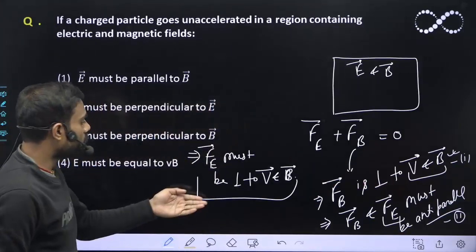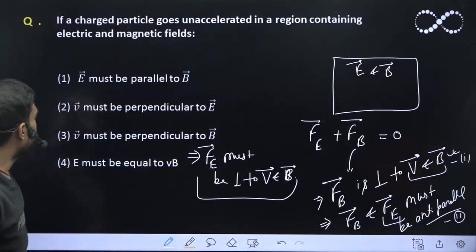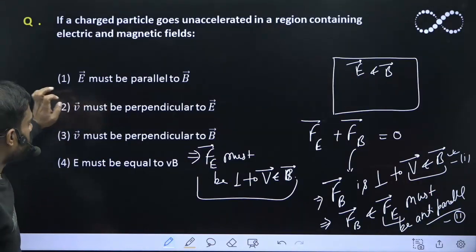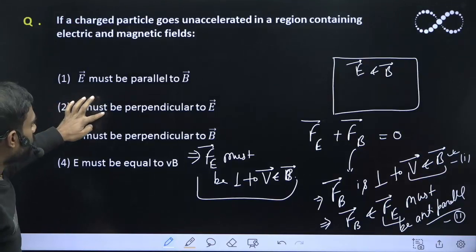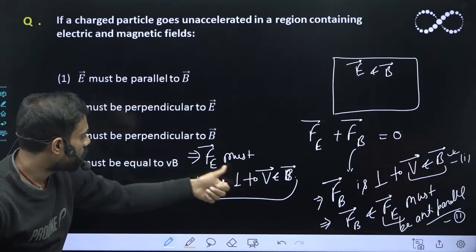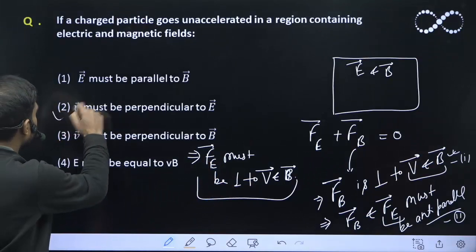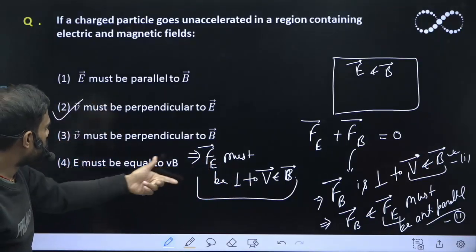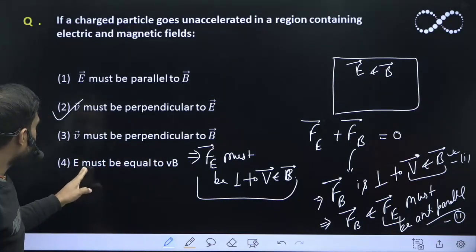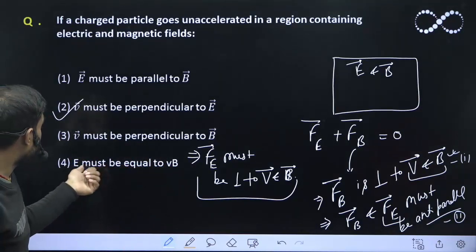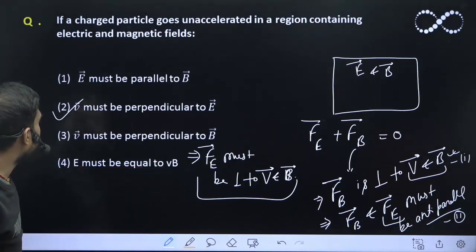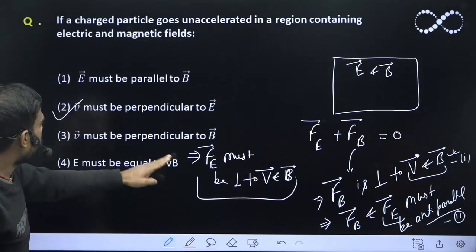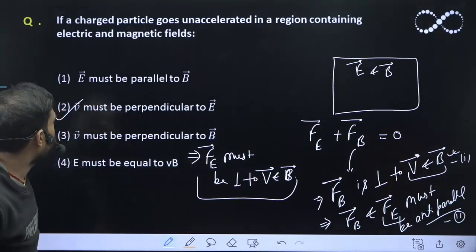Based on this conclusion, let us see which option is matching here. Electric field must be parallel to B vector? No. Velocity vector must be perpendicular to E. See, velocity vector must be perpendicular to E, so option 2 is correct. Velocity must be perpendicular to B? Nothing is there in the conclusion. E vector must be perpendicular to VB? E must be equal to VB? That is also not required. So only one option is coming here: velocity must be perpendicular to E vector. So option 2 is correct.